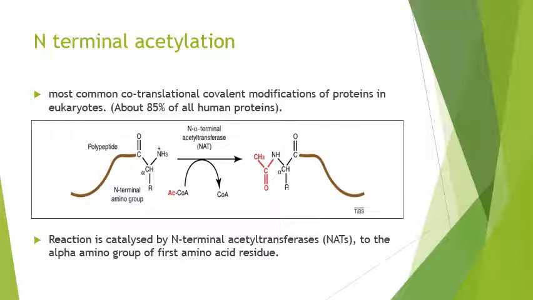On this diagram, you can see that the alpha amino group on the N-terminal amino acid, which exists as an ammonium ion here, is attached to an acetyl group, mediated by N-terminal acetyltransferase. The reaction catalyzed by this enzyme uses acetyl-CoA as a donor to transfer the acetyl group to your protein, specifically to the alpha amino group of the first amino acid residue.